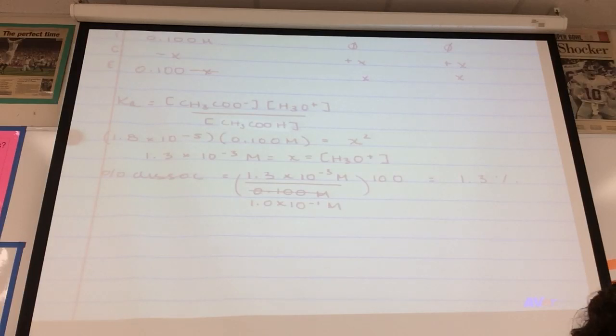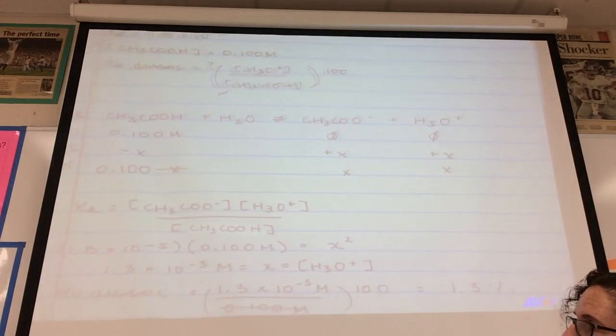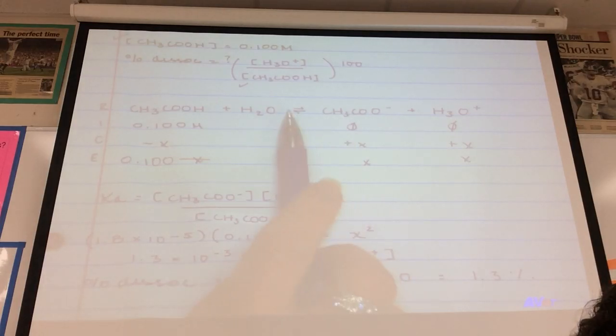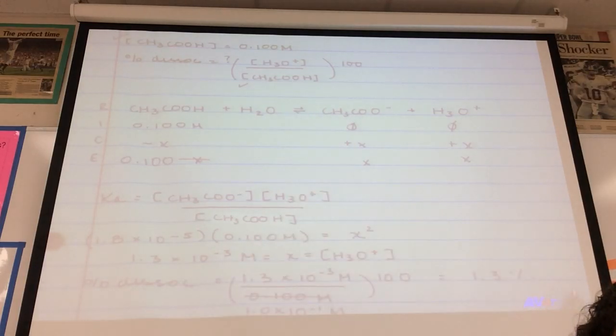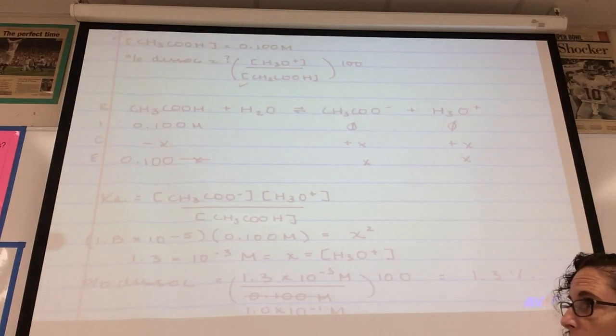So the only thing different we're doing is just at the end dividing by the initial. So that's the percent dissociation. And looking at that reaction, percent dissociation is the forward or reverse reaction? Forward is correct.